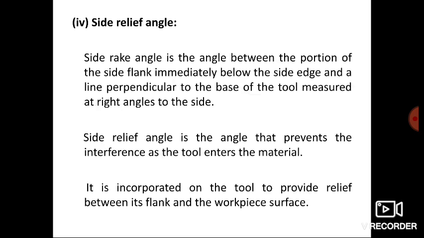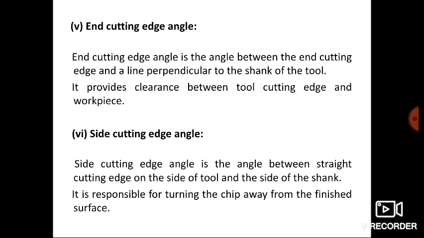Next is the side relief angle. Side relief angle is the angle between the portion of the side flank immediately below the side edge and a line perpendicular to the base of the tool, measured at right angle to the side. Side relief angle prevents interference as the tool enters the material. Then the end cutting edge angle is the angle between the end cutting edge and a line perpendicular to the shank of the tool. This we have already discussed. And the side cutting edge angle is the angle between the straight cutting edge on the side and the side of the shank.